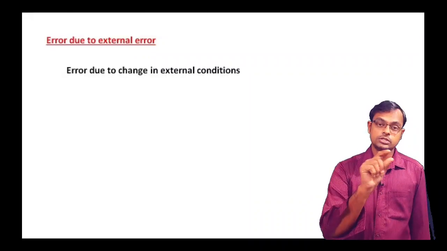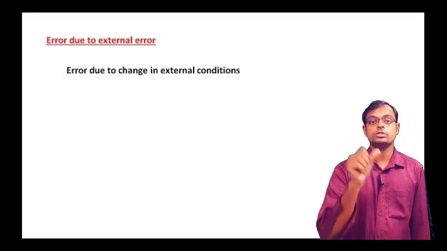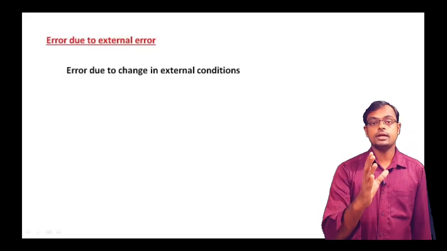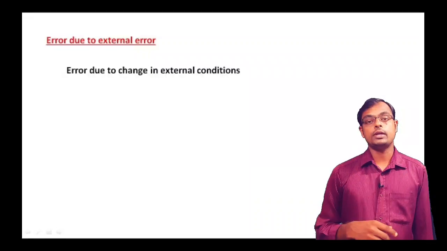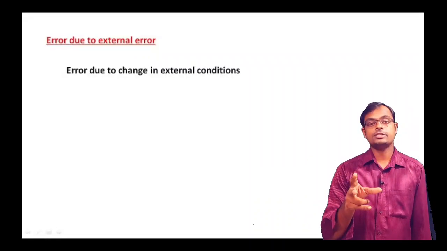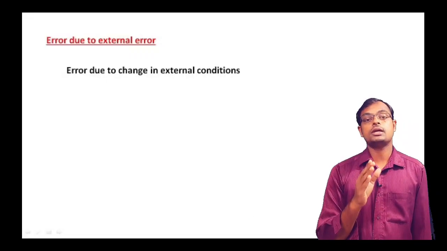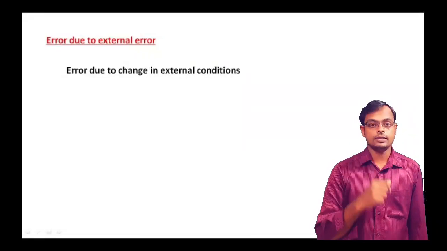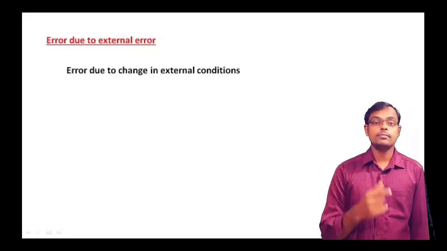What may happen to the steel ruler? There is a chance for expansion of the steel ruler. While it is expanding, definitely the value measured using that ruler will be a wrong value. So depending on the change in external condition, there is a chance for error, and that is error due to external agency. These all are coming under which error? Systematic error.